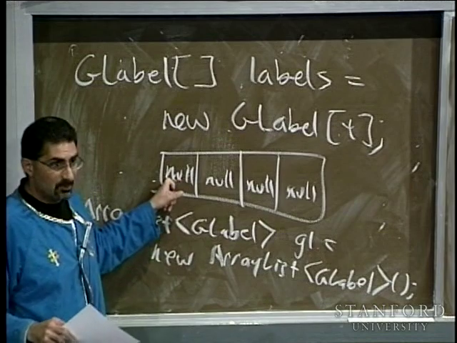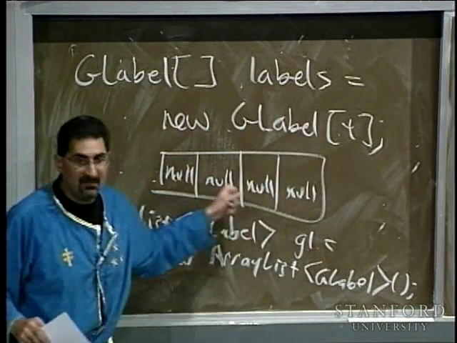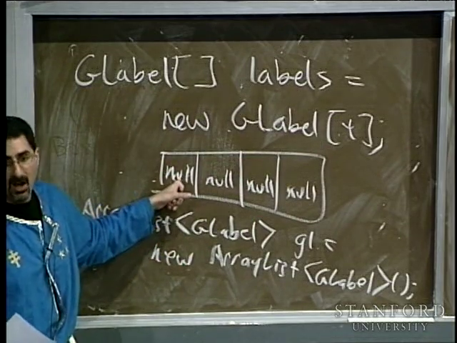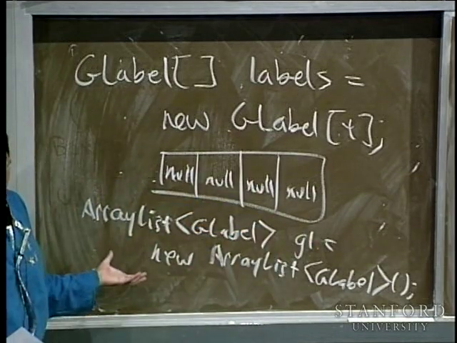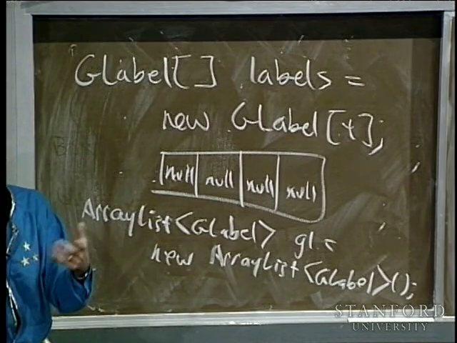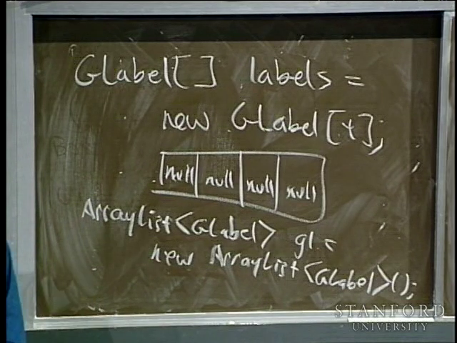Much in the same way that with a regular array, when I created the array, all I got was an array of nulls. So if I wanted to have the individual elements, I still needed to call new on a GLabel for each one of the elements I wanted to create. Same kind of idea going on with array list. All I get is an empty list, and every time I want to add a new GLabel, I should have created that GLabel object already. Okay? So let me show you an example of this.